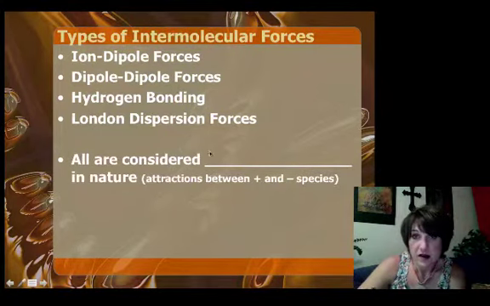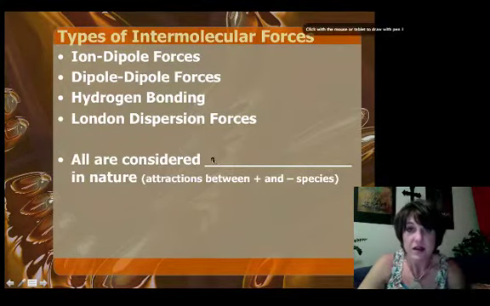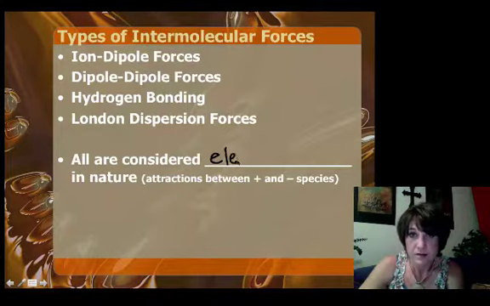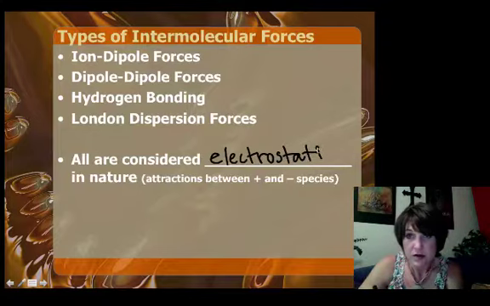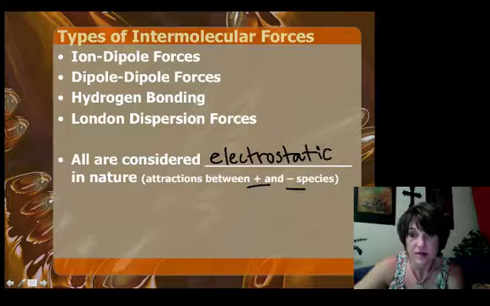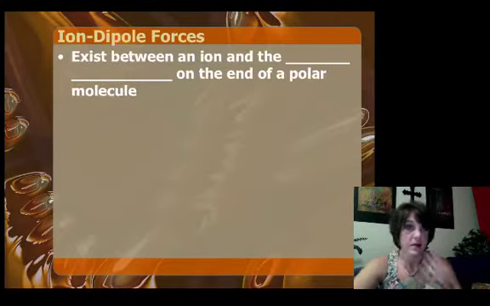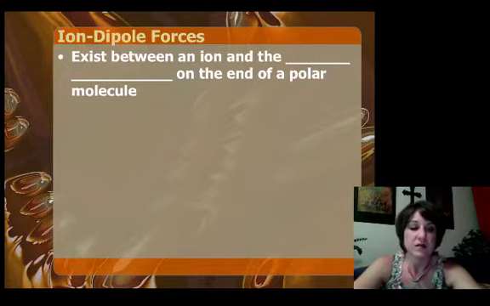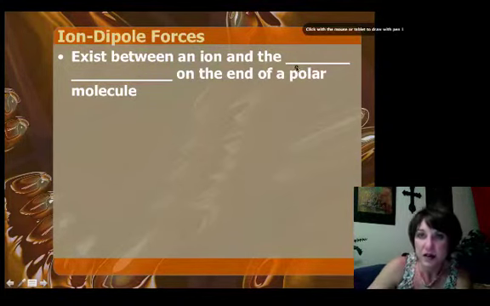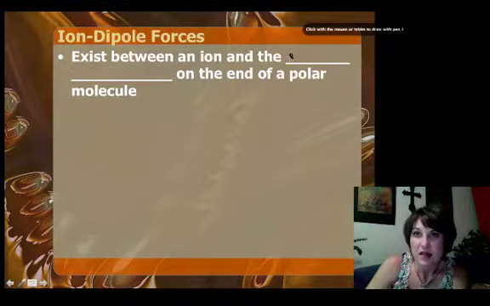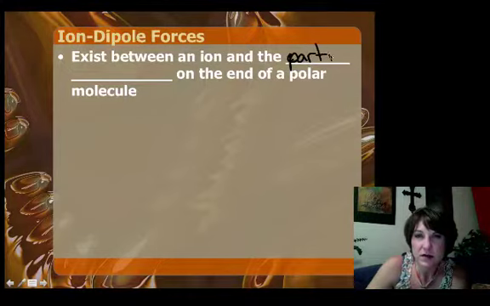All of these are considered electrostatic attractions. In other words, these all come about due to the attraction that a negative and a positive species would have for one another. And so we're still working with Coulomb's law here. So an ion dipole force would simply exist between an ion, a charged particle, and the partial charge that's on the end of a polar molecule.